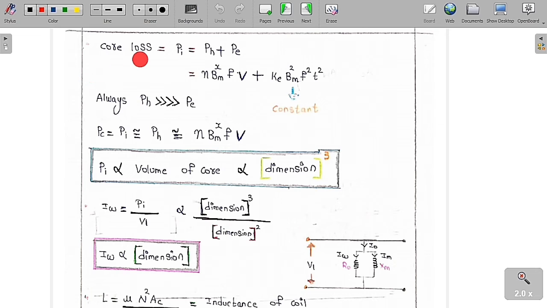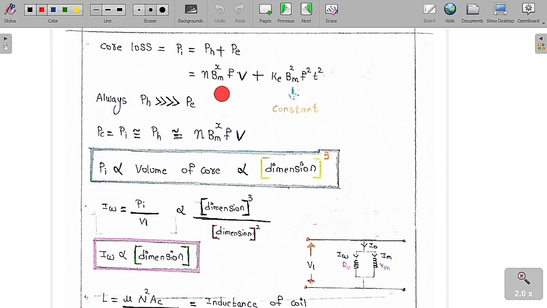Now the core loss. What is called the core loss? Core loss is also called the iron loss. It is a summation of the hysteresis loss and also the eddy current loss. What is the hysteresis loss? The formula is eta into Bm to the power of x into f into volume of the core, plus K into Bm square f square T square. This is the formula of the hysteresis loss and this is the formula of the eddy current loss.